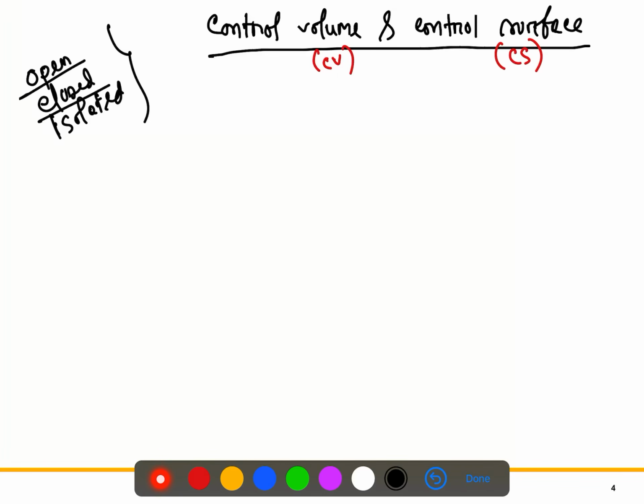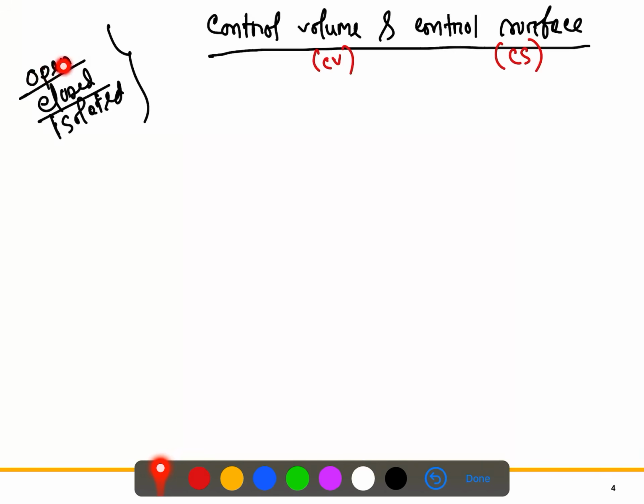The difference between the closed and the open system is that in the closed system we can expect only energy interactions between the system and the surroundings, no mass interaction, whereas in the open system we can expect both mass and energy interaction, right?